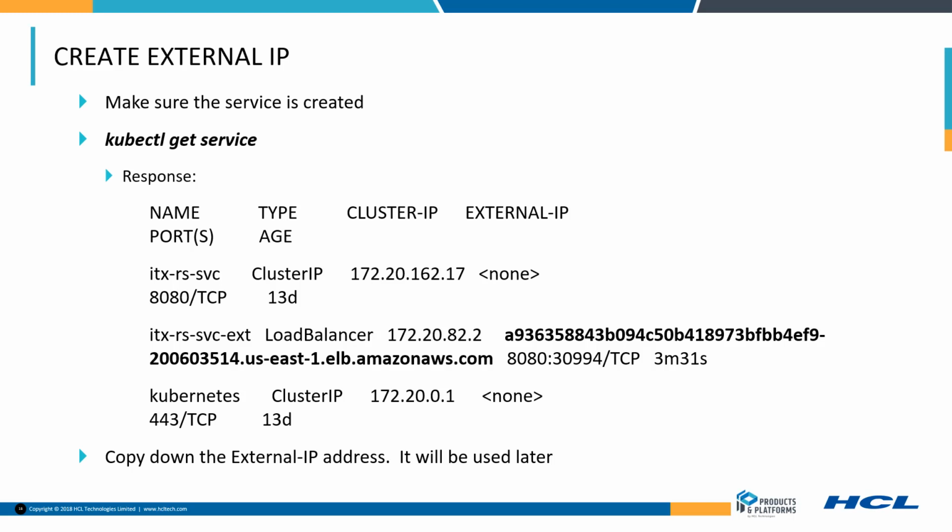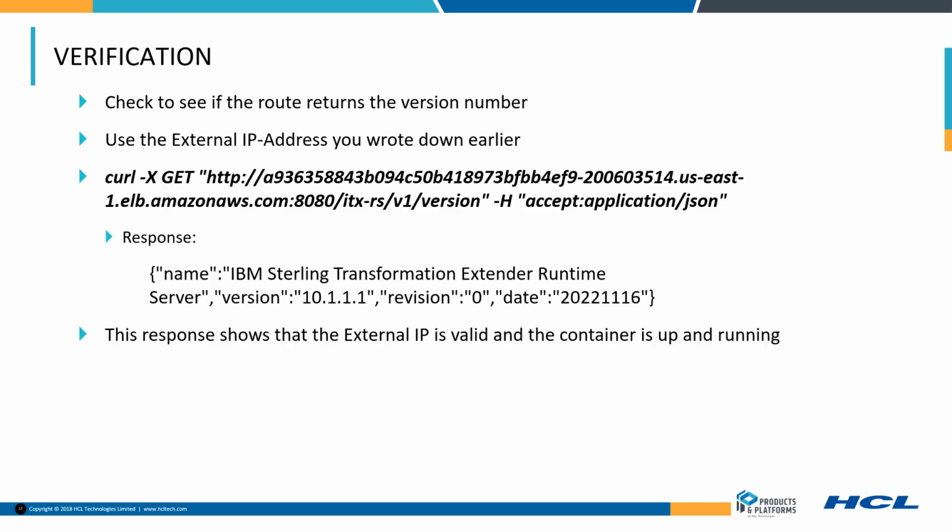In order to verify the external IP has been created, enter the kubectl get service command. There should be a new entry with the external IP. Copy it down as you will use it later. The first verification is to make sure the container is running and the external IP is correct. Enter this command, it will return ITX container information, such as the version number and the day the image was created.